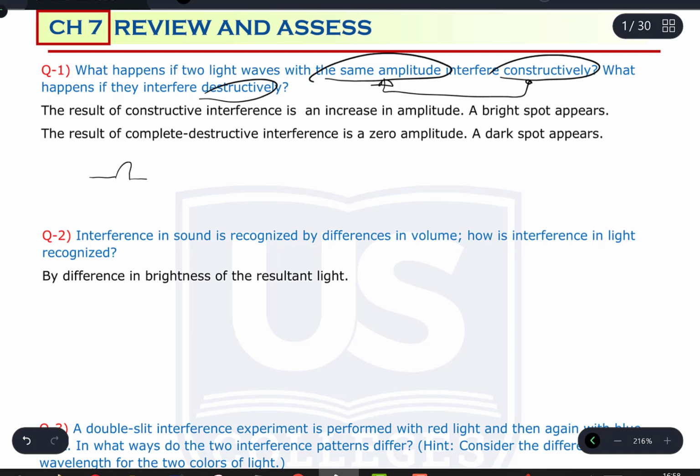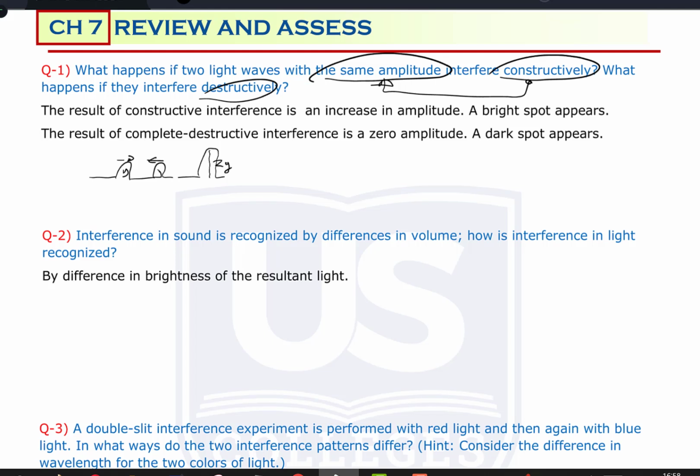If one of them has amplitude y, the other one is y. When they come across each other and interfere, the resultant amplitude is going to be 2y, twice. And we know that the energy of a wave is proportional to the square of the amplitude. So if amplitude increases, of course, the energy of the wave will increase, and for light it's going to be brighter, much brighter compared to the component waves.